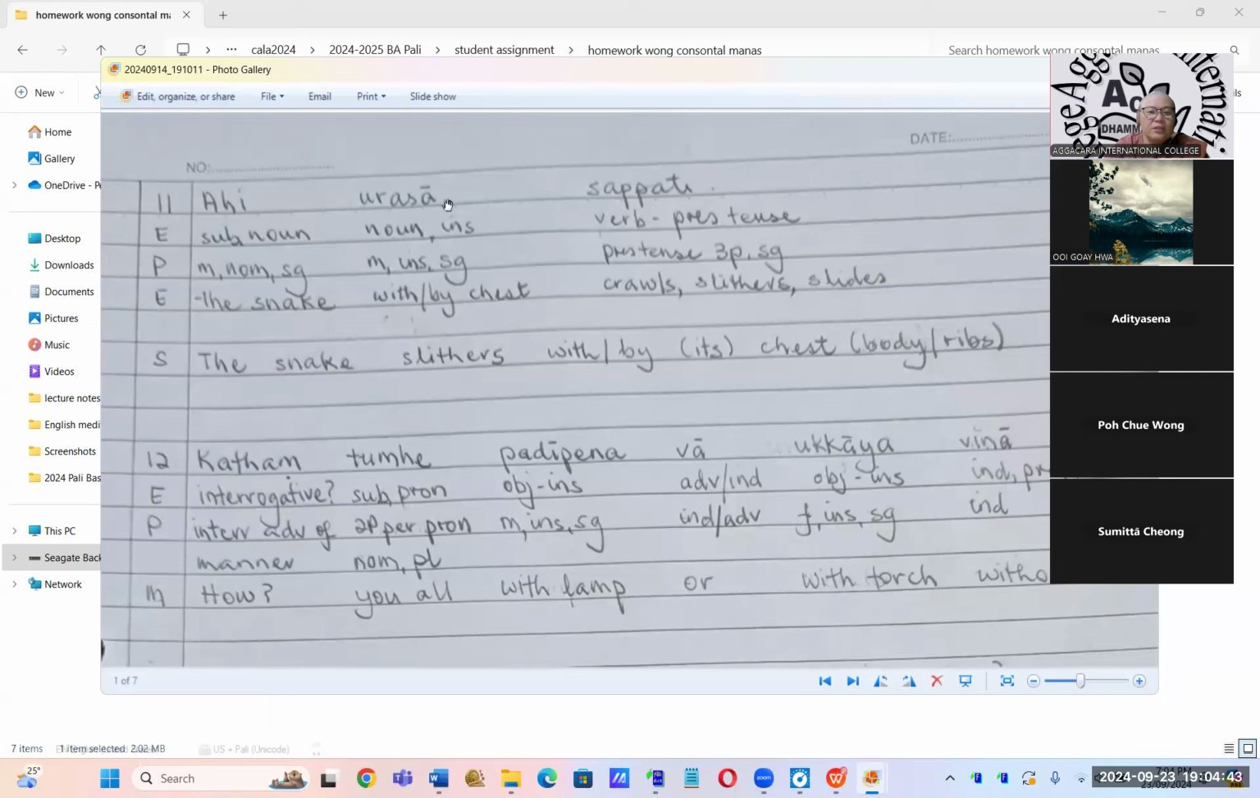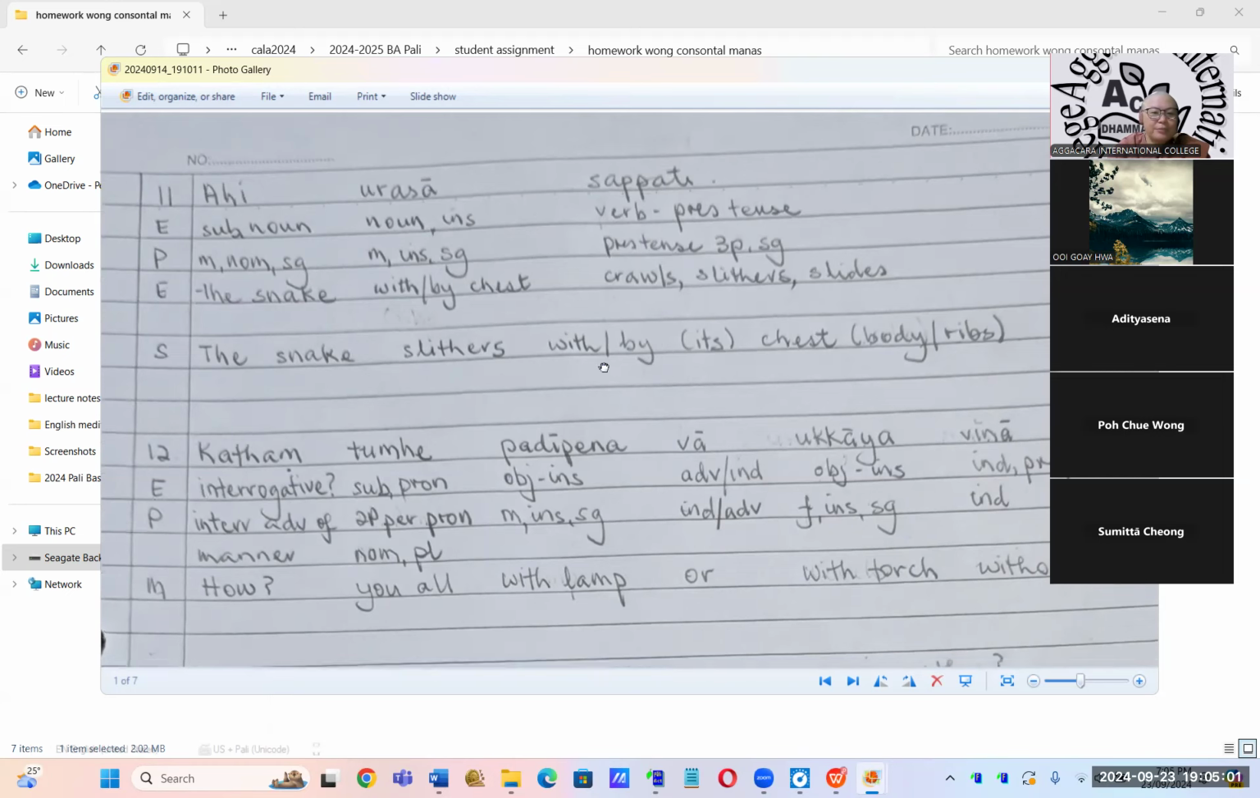Do we call it chest? Actually, no, slides. But the dictionary mentioned chest. Yeah, okay. It means that it crawls on the floor. Yeah, of course. The snake is so long, we don't know which part is the chest. All right. Urasa. Slithers. Yeah. So, okay, this is so easy.